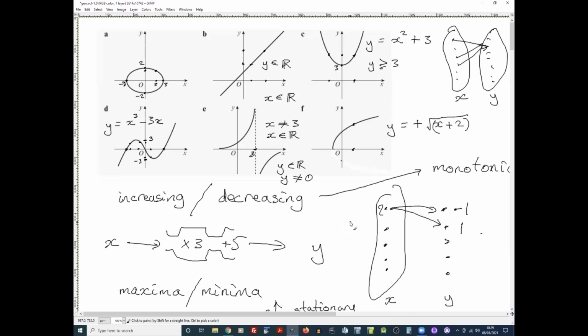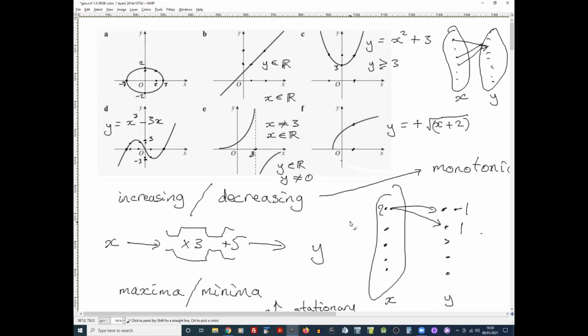The B, C, D, and E are all functions. Yes, exactly. Not A and F, because they are both. Is it that plus and minus things? It's to do with that, yes. What difference does that make?